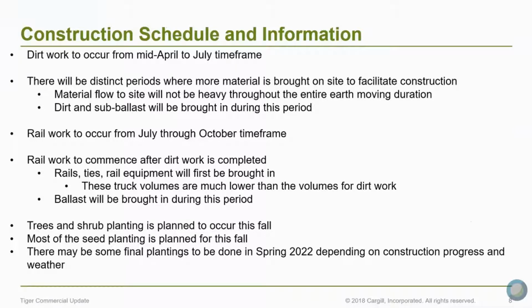Once we start to have some final grades in, then we'll increase the sub-ballast trucks, and the sub-ballast trucks will come in until we have everything up at the final sub-ballast grade. After this, we'll start rail work in the July through October timeframe. And again, the first stuff we'll bring in will be equipment to install the rail tracks and ties themselves. And then when we're ready to start getting the rail tracks up at final grade, we'll bring in the ballast so that we can tamp it and complete the rails.